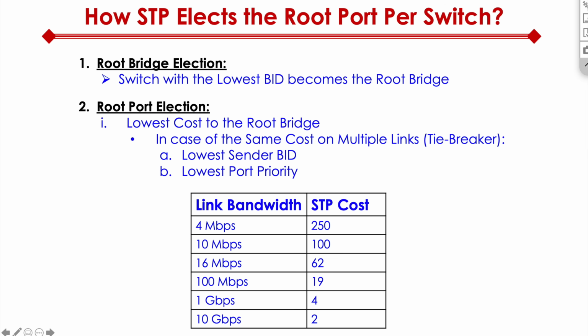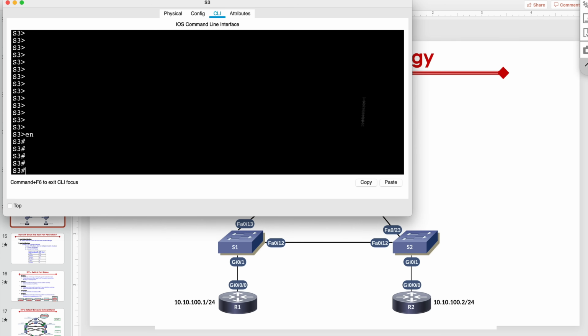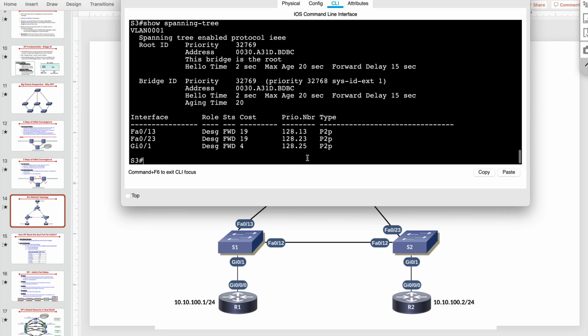That said, let's jump right into the CLI. So here I'm on switch 3. Let me quickly look at a couple of commands. Show spanning tree.